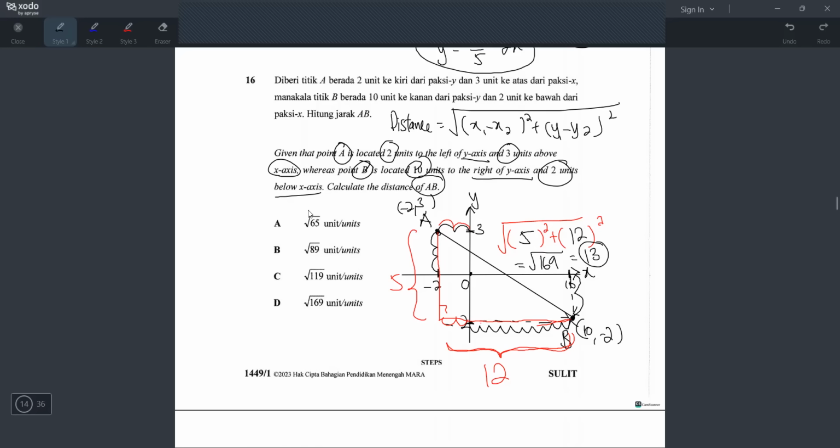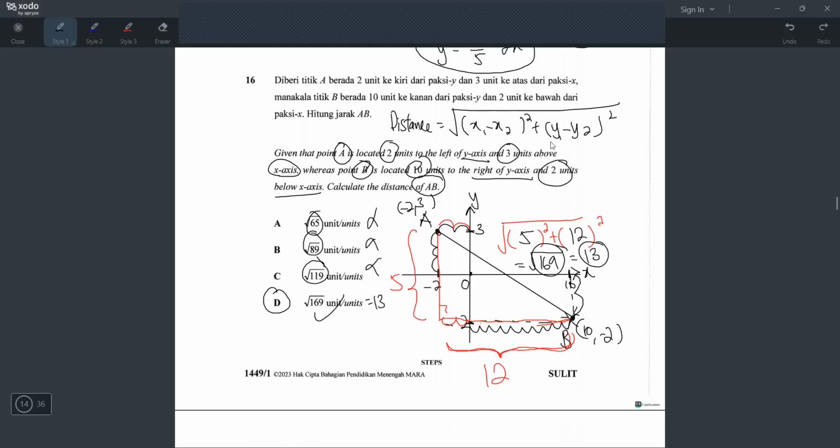So if you look at options A, B, C, D, there is no answer that writes 13, right? But there is one answer that writes square root 169. But we all know square root 169 equals 13. So definitely this is the answer. But if you press this one, this one, this one, you will not get 13. That's why A, B, C is wrong. D is the correct answer.